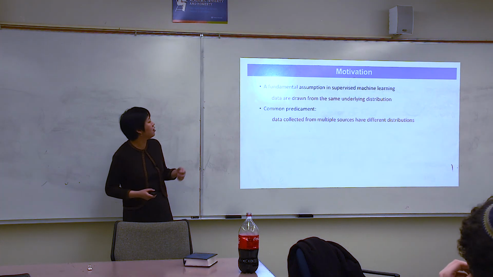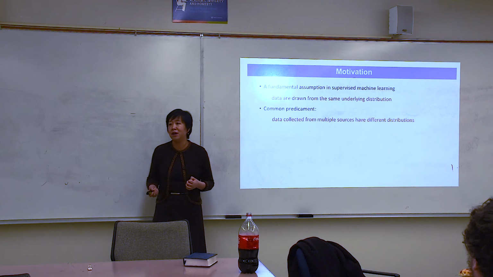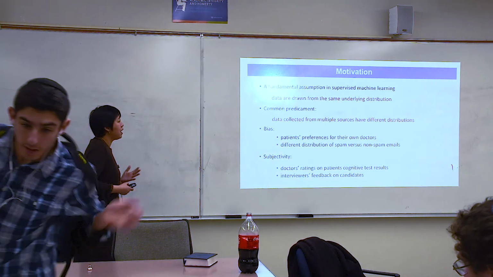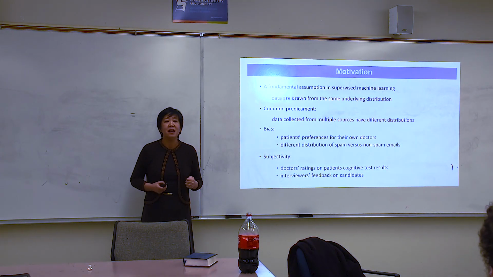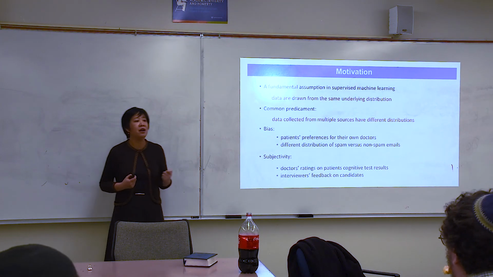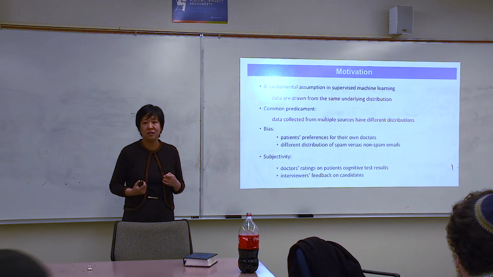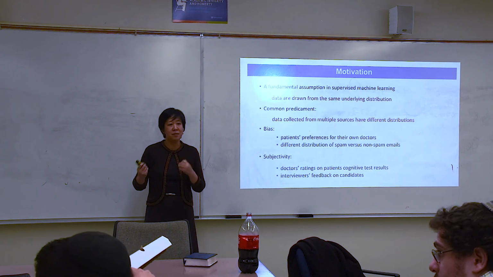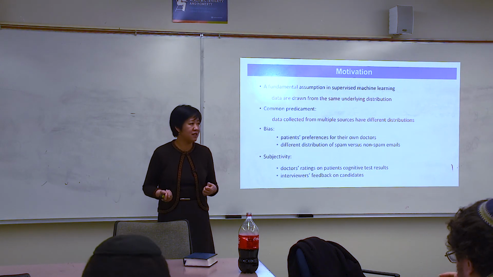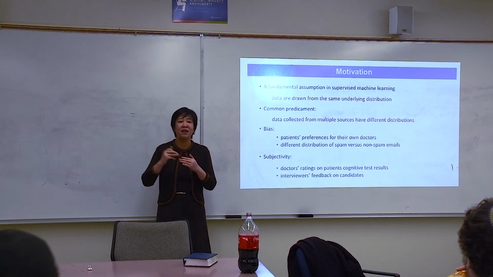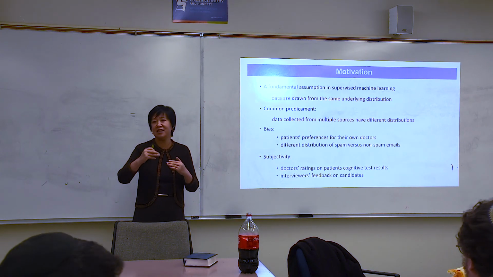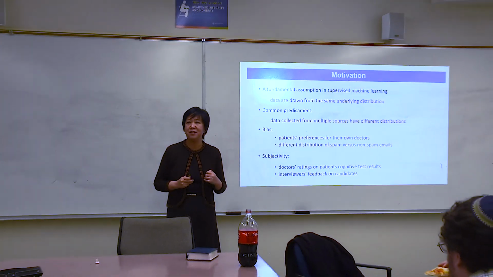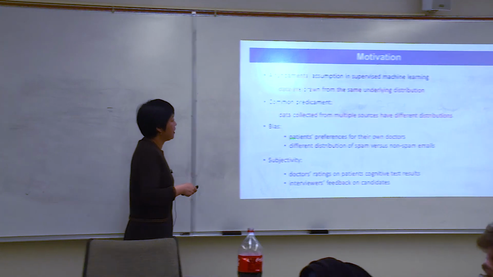That is, the data is actually collected from multiple sources. They are not coming from the same distribution. And this problem can come in two kinds. One is called bias. For example, patients have preferences for their own doctors. There's a study showing male patients prefer male doctors, and female patients prefer female doctors. Also, doctors between 50 and 60 are the most chosen compared with other age bands. So this is like a patient bias.